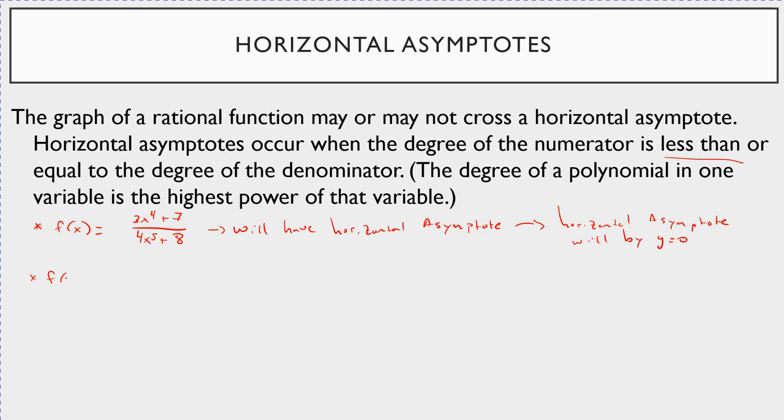Now, if the degrees of the numerator and denominator are the same, let's just say it is 2x squared plus 3 over 3x squared minus x minus 1. Okay, notice how they're the same. So they're equal. This will have a horizontal asymptote. And what you're going to see here is the horizontal asymptote is going to be the ratio of the leading coefficients.